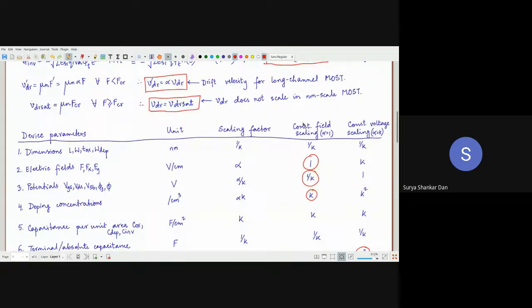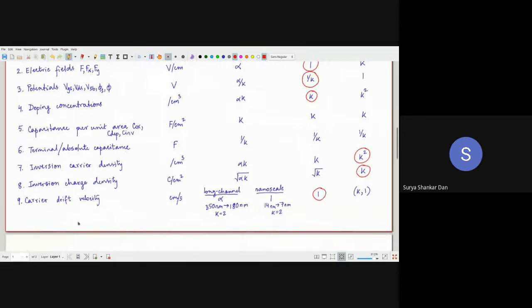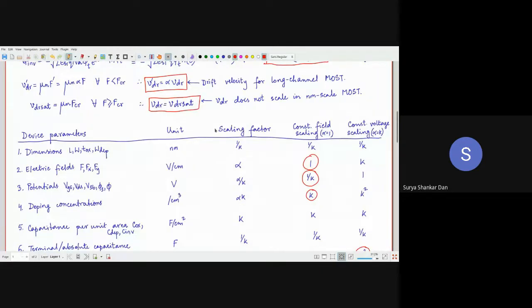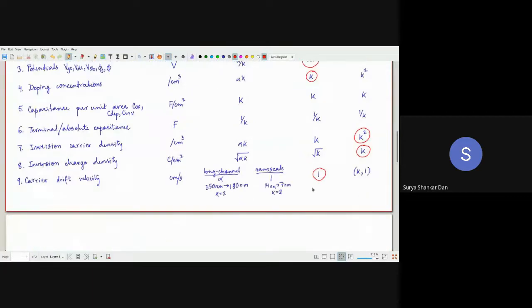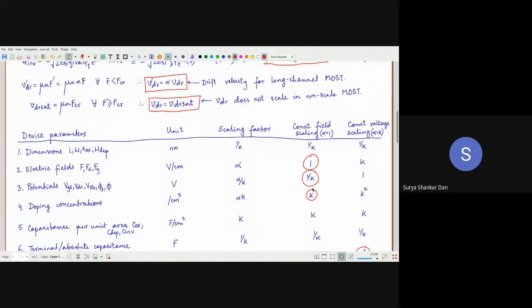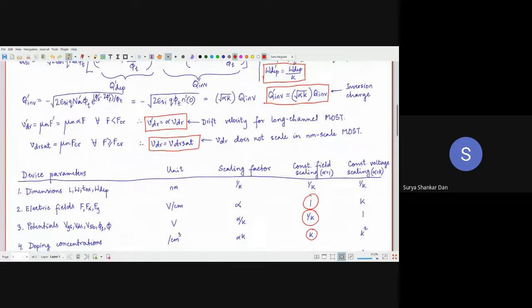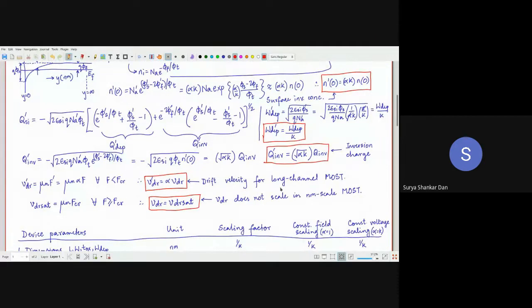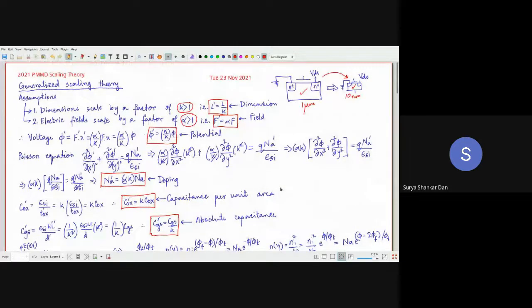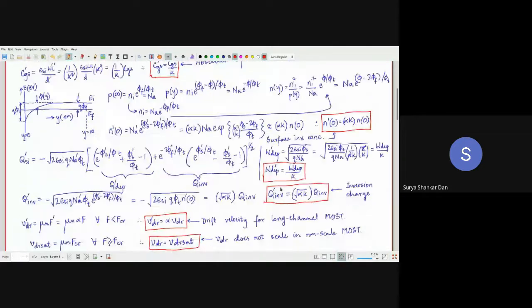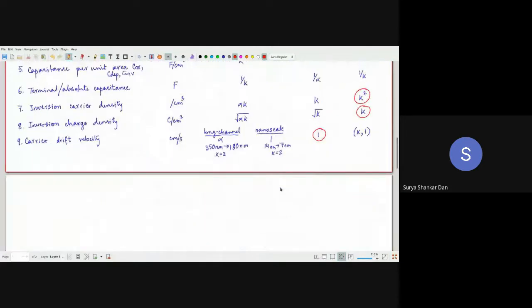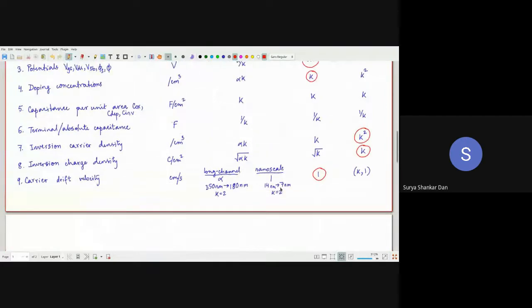So what you will notice, out of these 9 different parameters which we have checked today, the constant field scaling is beneficial from the device performance or device reliability perspectives. In the next lecture, what we are essentially going to look into are the circuit parameters, how the generalized scaling theory starts affecting the circuit parameters as well.